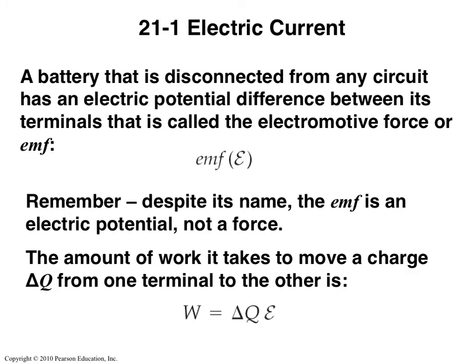So a battery that is disconnected from any circuit still has an electric potential between the terminals, and this is called our EMF. So EMF is just an electric potential, but it is not actually a force. So if we wanted to figure out the amount of work it would take to move a charge, we would just take the total charge times the EMF.